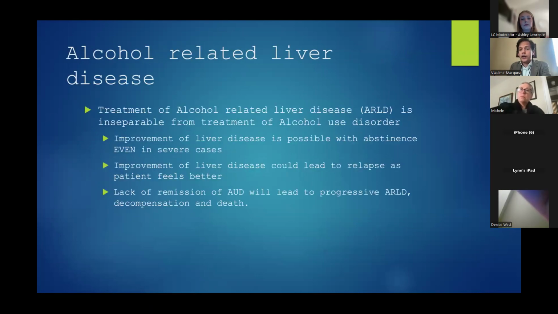Now, if we move to alcohol-related liver disease, the most important thing to keep in mind is that the management or the treatment of alcohol-related liver disease goes hand in hand with the treatment of the alcohol use disorder. So if we only think of one without taking care of the other, at the end of the day, we're not going to be so successful.